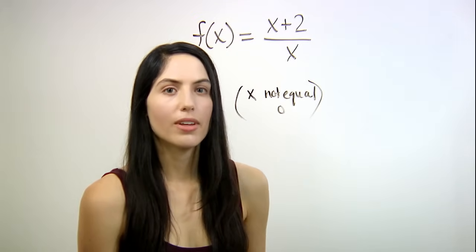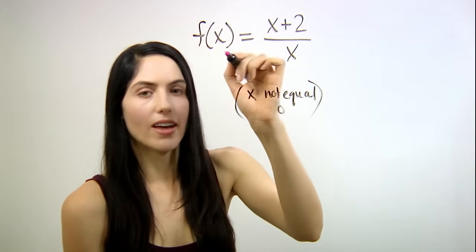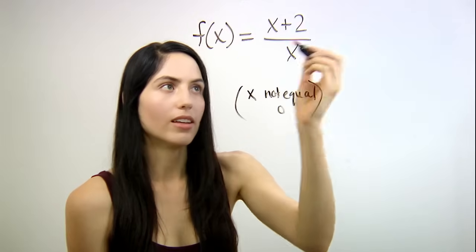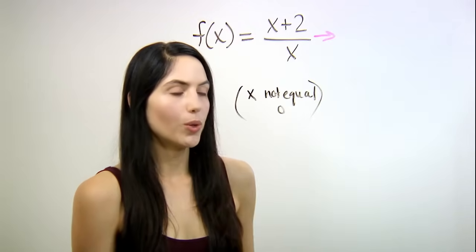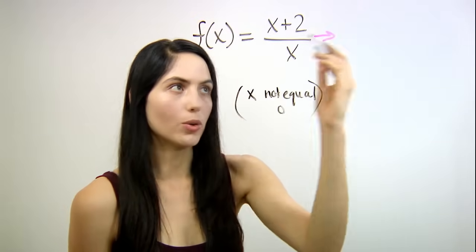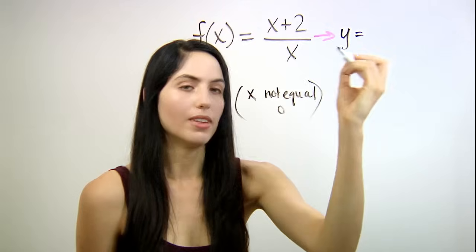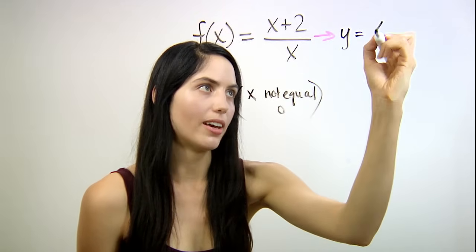The first step is just to rewrite f of x as just y. So we would just have y equals x plus 2 divided by x.